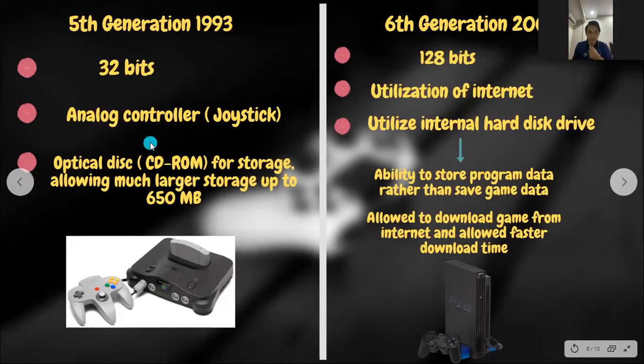Then they have an optical disc, which is the CD-ROM, for storage, allowing much larger storage of up to 650 megabytes compared to the ROM cartridge. Maybe it has low capability to store game progress.